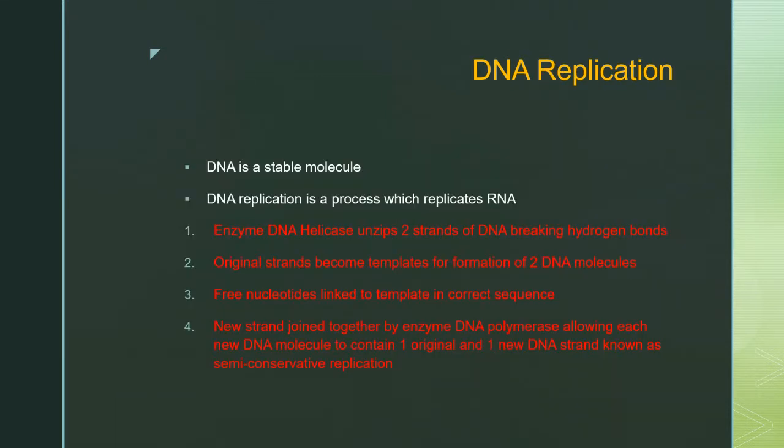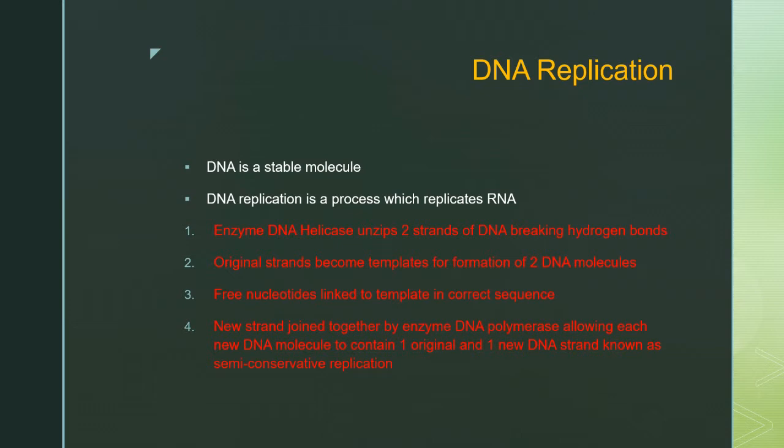So basically you'll start off by talking about the DNA being a stable molecule, and replication is the process which replicates DNA. The enzyme DNA helicase will unzip the two strands of DNA, breaking the hydrogen bonds. These original strands that have been separated will now become templates for the formation of two DNA molecules. Free nucleotides will link to the template in the correct sequence. Then a new strand will be joined together by the enzyme DNA polymerase, and this will allow each new DNA molecule to contain one original and one new DNA strand. This is known as semi-conservative replication.